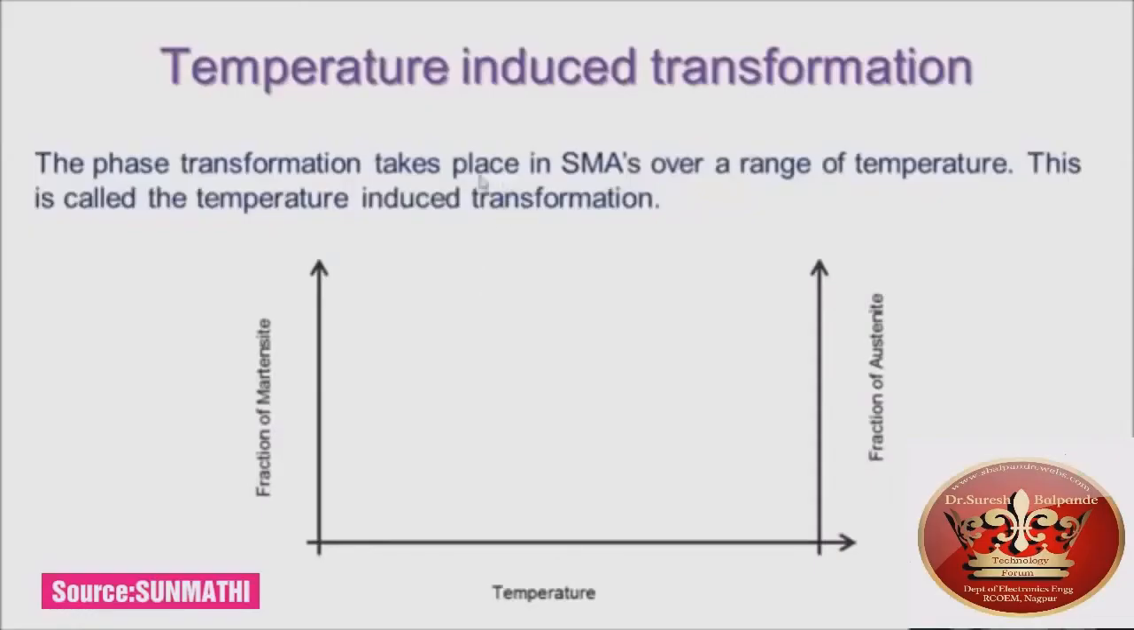Next one is the temperature-induced transformation. The phase transformation takes place in shape memory alloys over a range of temperature. It does not occur at a particular temperature. This is called the temperature-induced transformation. We take the temperature along the x-axis. Along the y-axis, on the left-hand side, I take the fraction of martensite, and on the right-hand side, the fraction of austenite. Already we know about the martensite.